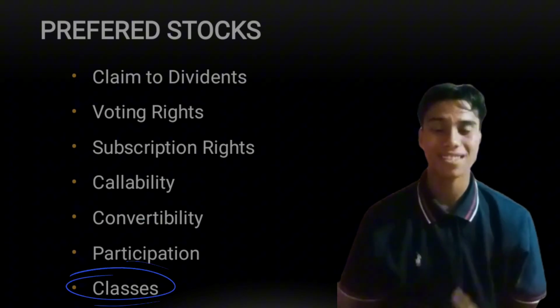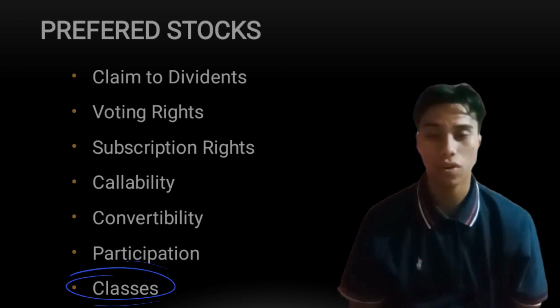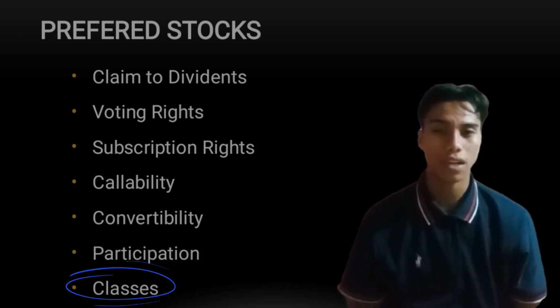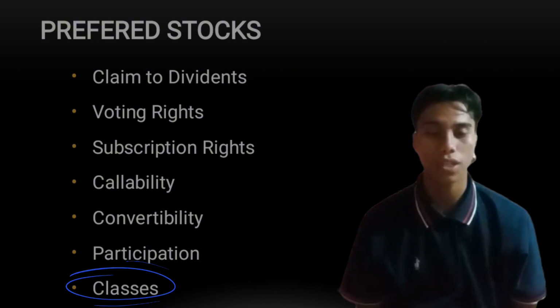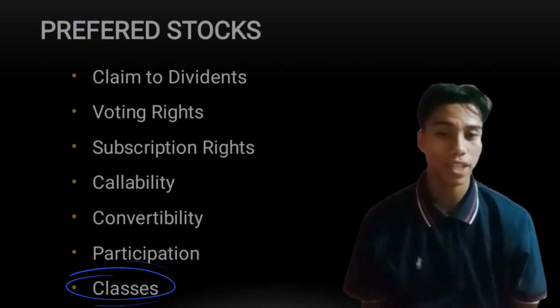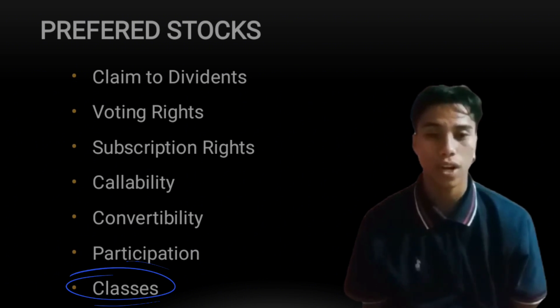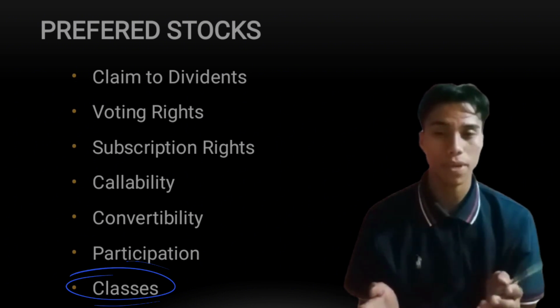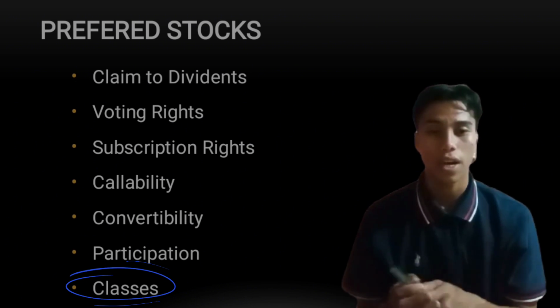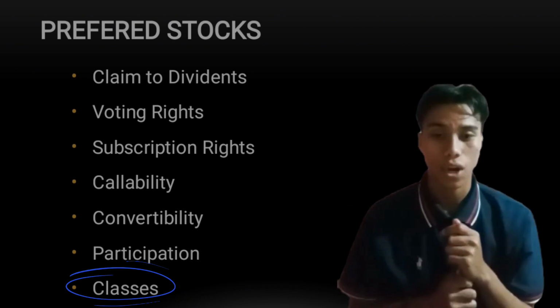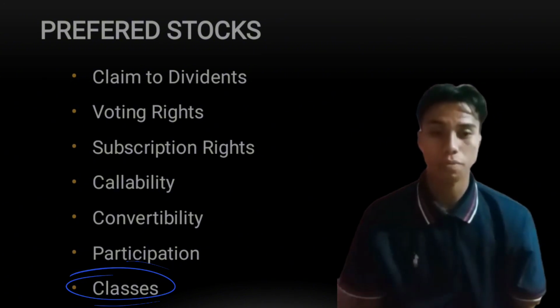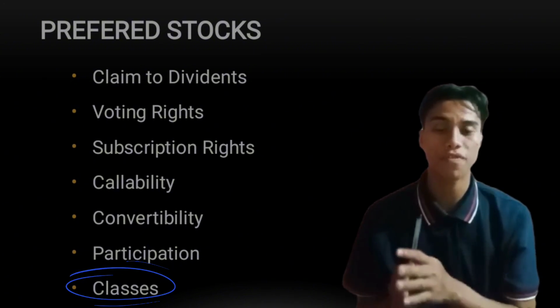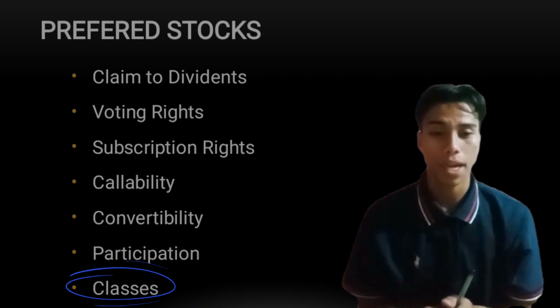So ang last sa atong provisions of preferred stock is ang classes. So preferred stock may also be issued in classifying classes for different purposes. For instance, preferred share may be identified or classified as Class A or Class B, which could mean Class A has certain features that Class B does not have.